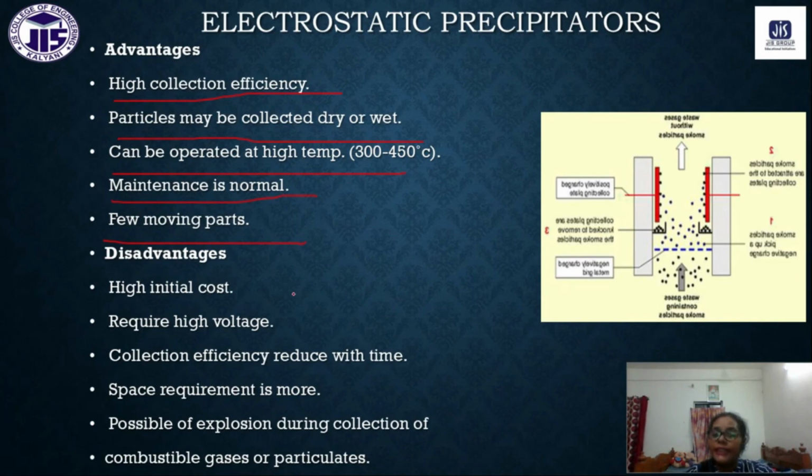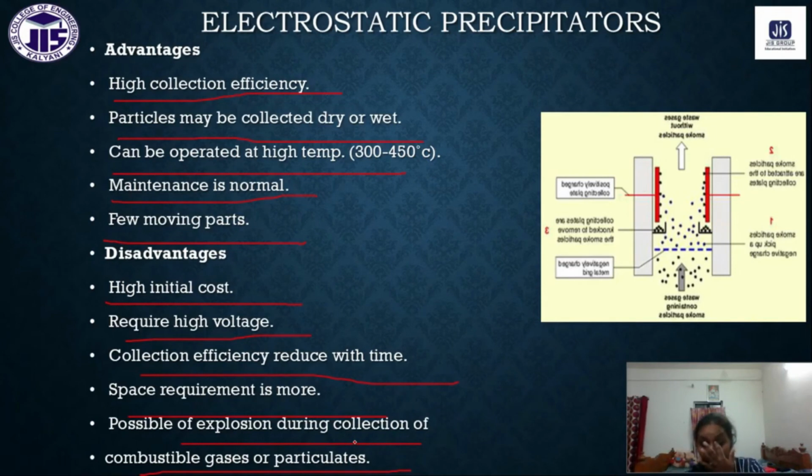And what are the disadvantages? High initial cost, this is very expensive. It requires high voltage, collection efficiency reduces with time, space requirement is more, and there is a possibility of explosion during the collection of combustible gases or particulates. So if we have combustible gases or particulates, in that case we cannot use this electrostatic precipitator equipment, as there will be a chance of explosion.